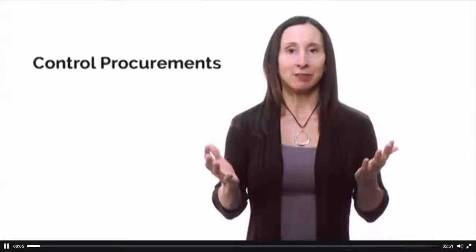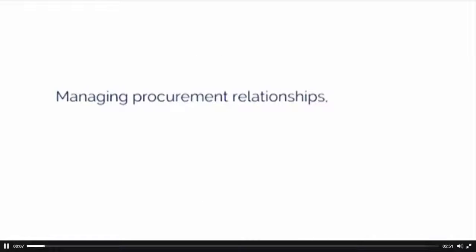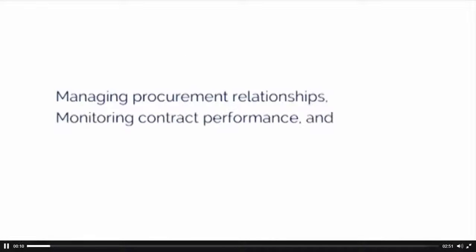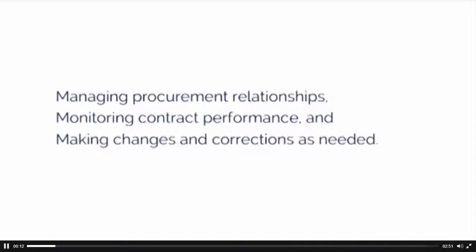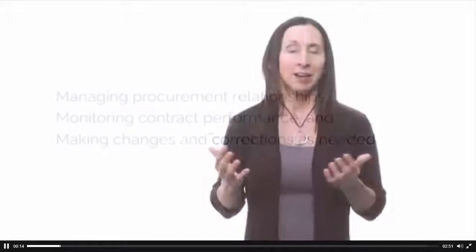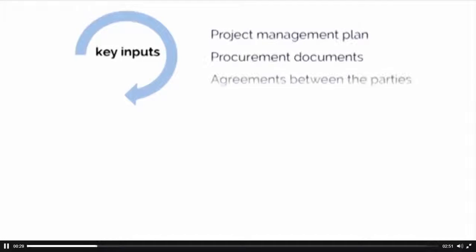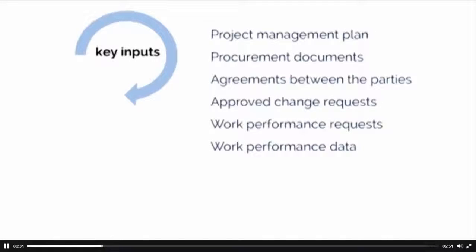The third process of project procurement management is control procurements. We can define this process as managing procurement relationships, monitoring contract performance, and making changes and corrections as needed. It's really about ensuring that the agreed upon work is delivered as specified. We should compare the deliverables to the scope baseline to ensure that the requirements have been met and seek to avoid scope creep.